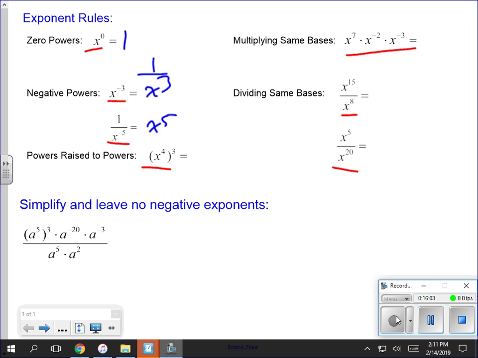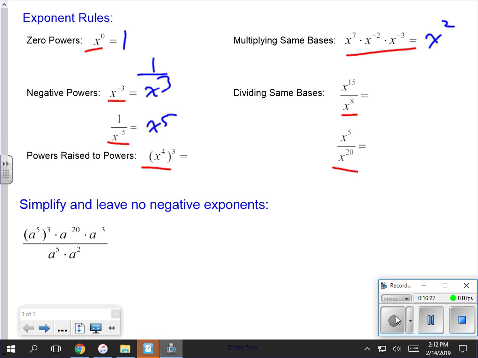Okay. Next one, multiplying with the same bases. What do we do to the exponents when we multiply the same bases? We add all the exponents. So 7 plus negative 2 is 5, plus negative 3 would give me x squared. 7 plus negative 2 plus negative 3 gives us 2.